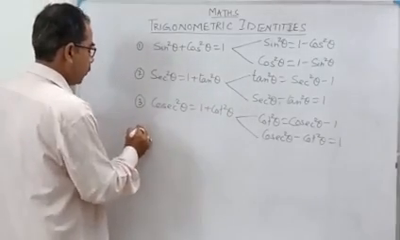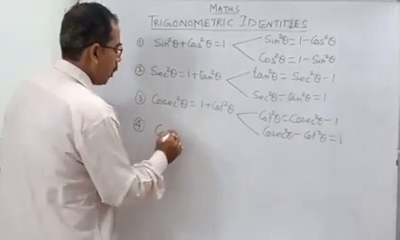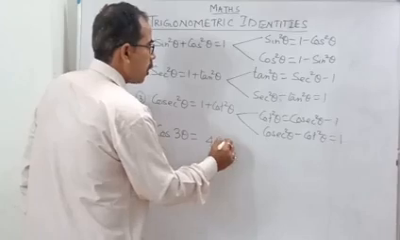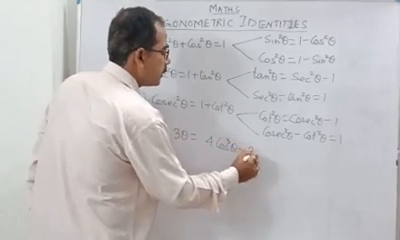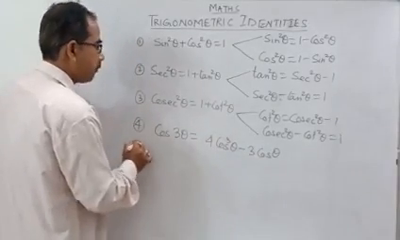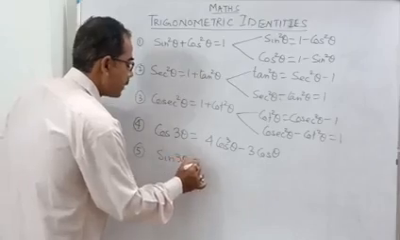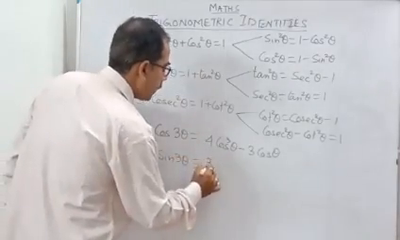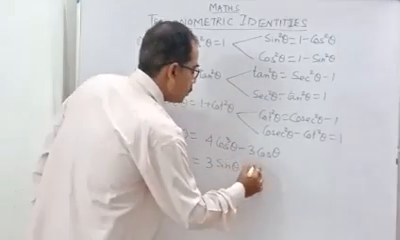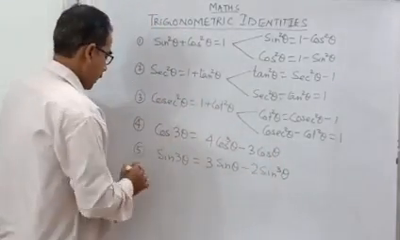Another one which we are using here, that is cos 3 theta, that is 4 cos cube theta minus 3 cos theta. Number 5, sin 3 theta. Sin 3 theta will be what? 3 sin theta minus 4 sin cube theta. Okay.